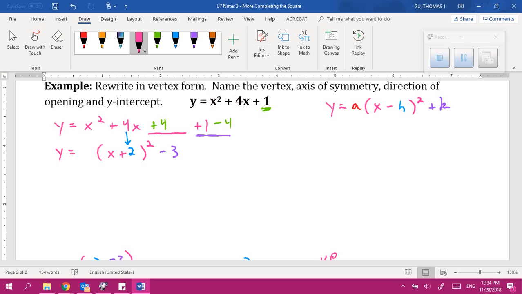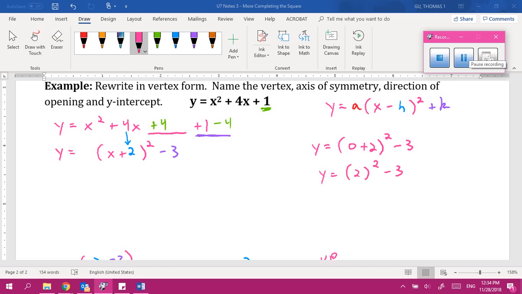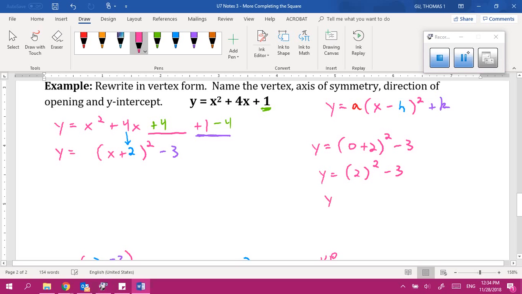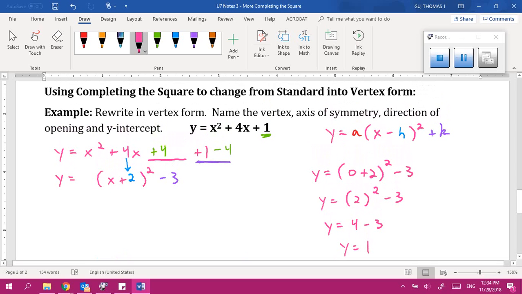But watch, even if I use the same idea in vertex form, I replace the x with a 0. So y equals 0 plus 2 squared minus 3. I'm going to solve this out. What's 0 plus 2? 2 squared. So now we're at 2 squared minus 3. What is 2 squared? 4. So we got 4 minus 3, and what's 4 minus 3? 1. So you can see, even when we use this, this is the way you find it: you replace the x with 0. In the vertex form, you can get that y is 1. But you can always just look at the original and know that it's at 1.